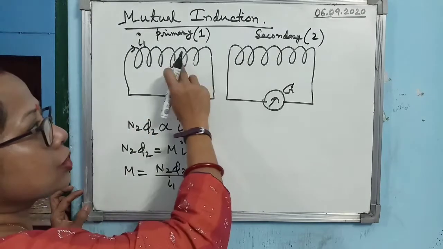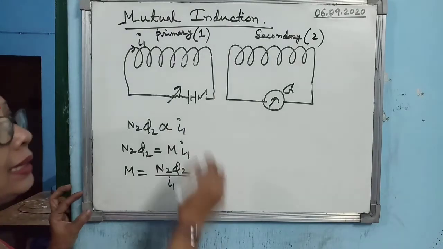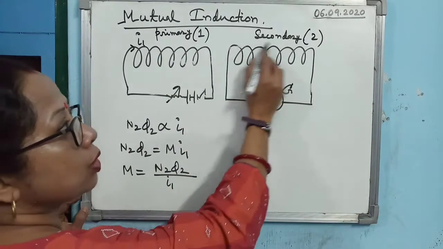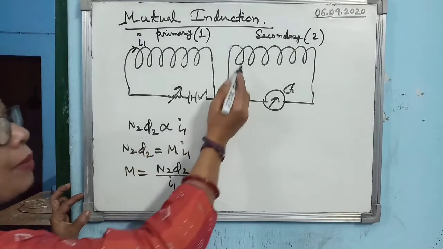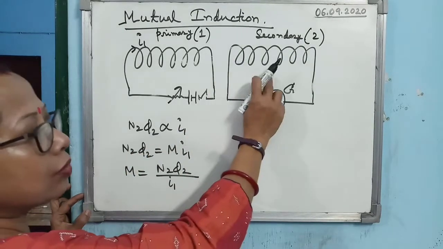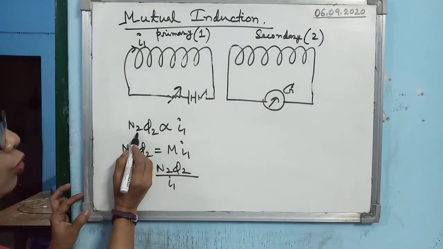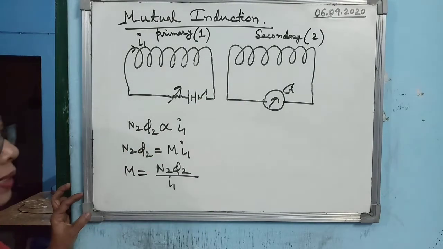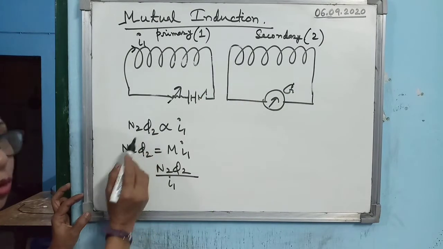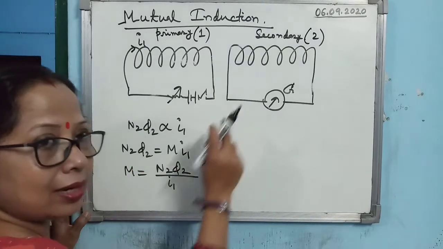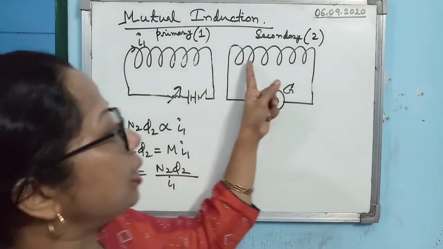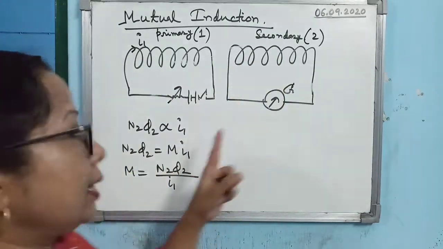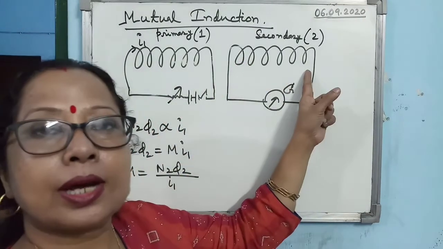So magnetic lines of forces will come out, and that magnetic lines of forces will pass through the secondary. So if you consider phi 2 be the magnetic flux with each turn of the secondary, and N2 be the number of turns of the secondary. Remember, whenever it is 2, it corresponds to the secondary coil. So what is phi 2? Magnetic flux linked with each turn of the secondary, and N2 is the total number of turns of the secondary.